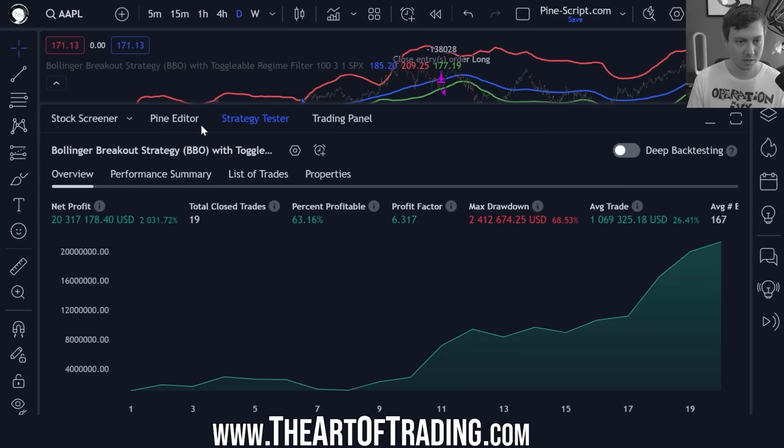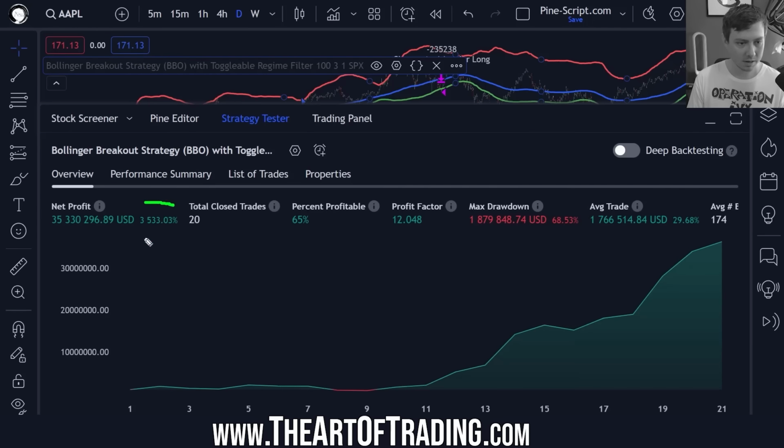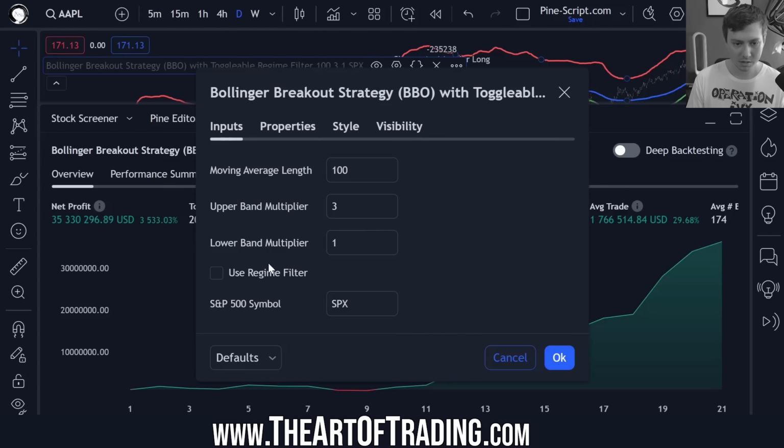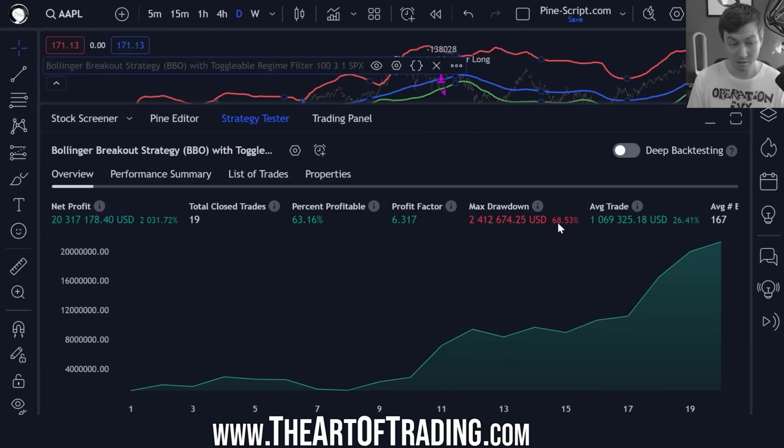All right, so let's see what happens when we turn our regime filter off. All right, we get a much bigger return on Apple. Let's turn it back on and keep an eye on the drawdown. The point of a regime filter is more to limit drawdown. It's a risk management tool more than a profit maximization tool. So let's turn that on, see what happens. Oh, it didn't change the drawdown at all.